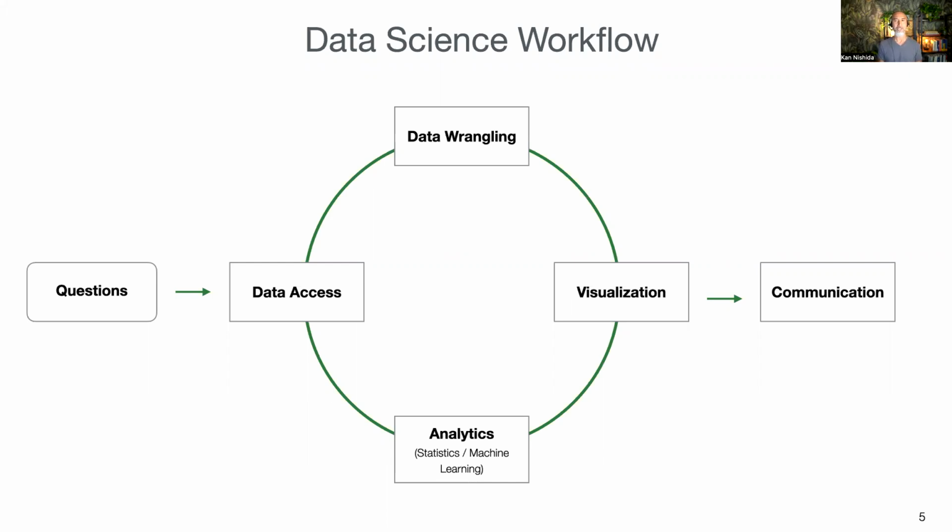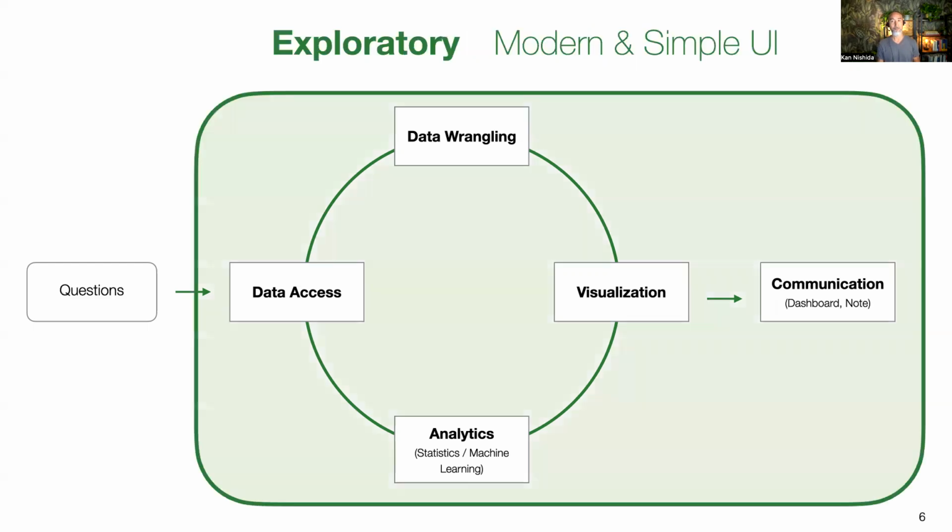But in most cases, you work with other stakeholders or partners, clients or managers, so you need to communicate what you have found. That piece of the communication is also an important part of the data science workflow. So Exploratory provides a modern and simple UI to do these 5 things: data access, data wrangling, visualization, analytics, and communication. And that's what Exploratory is.